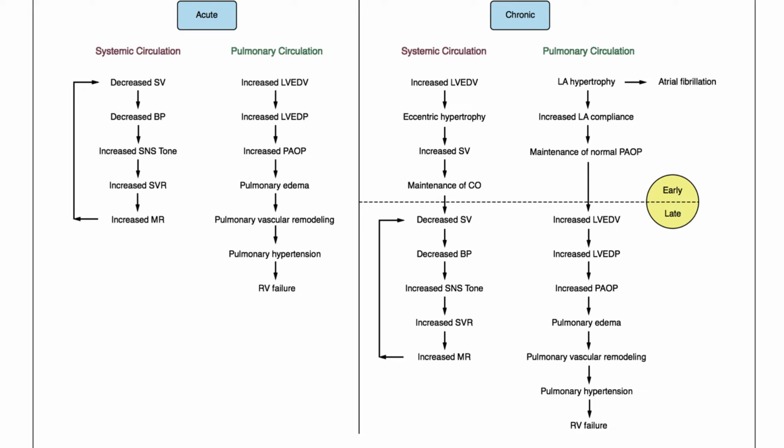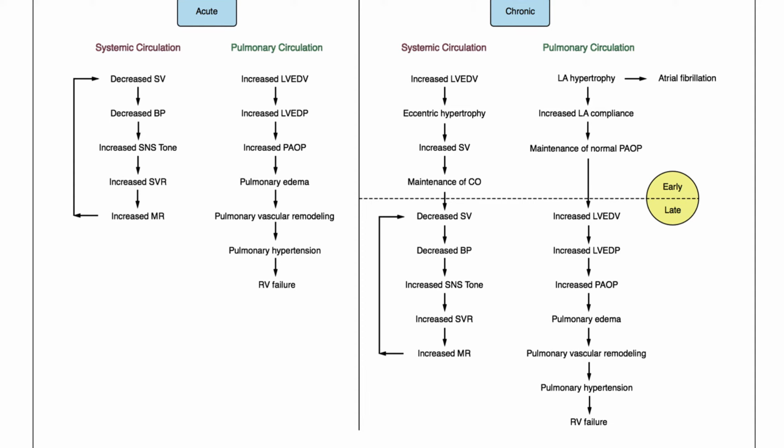For pulmonary circulation on the chronic side, you have a left atrial hypertrophy, which may lead to atrial fibrillation. It increases the left atria compliance. It maintains a normal PaO2. That's early in the chronic phase of pulmonary circulation.